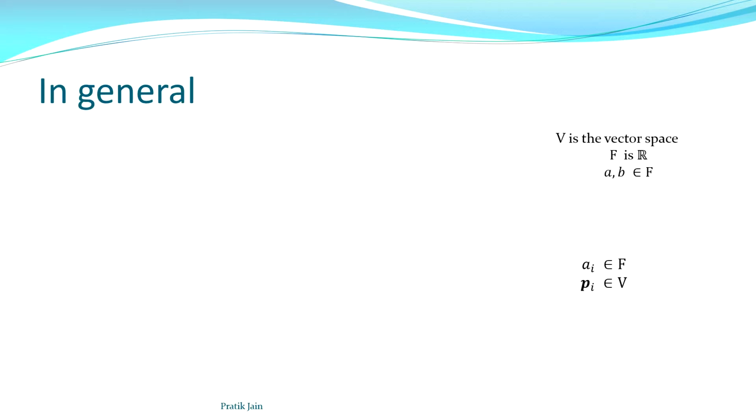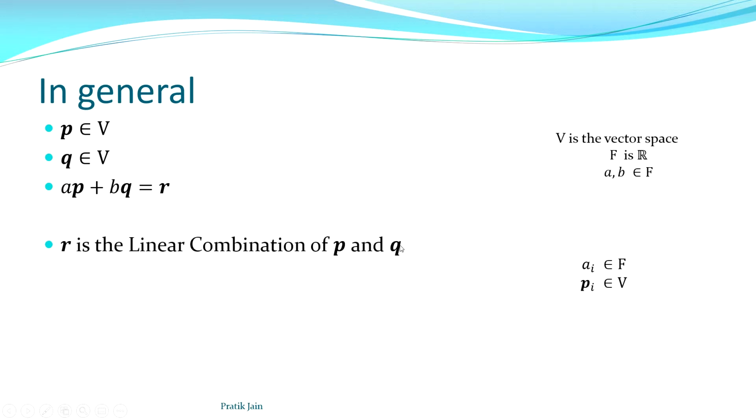Right. So, in general, say V is any vector space, it can be polynomials, matrices, anything. And the field also can be anything, not necessarily R, it can be complex numbers as well. So generally speaking, if P is a vector that belongs to the vector space V, and Q is another vector that belongs to V, then AP plus BQ is equal to R. Now A and B come from the field. These are scalars. P and Q are the vectors, and the linear combination of these is R. So R is the linear combination of P and Q.